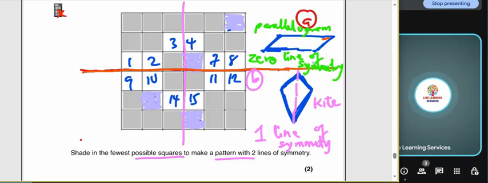You see why I told you that it may have a line of symmetry, but it may not be the same as the order of rotational symmetry. How many orders of rotational symmetry does this kite have? One.